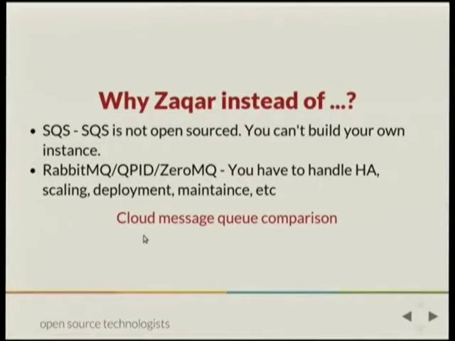So why Zaqar instead of something like SQS? Like I mentioned, SQS is not open source. So that means you can't run your own instance in your system. And why not RabbitMQ or ZeroMQ? Yes, you can run RabbitMQ or ZeroMQ in your system, but that means you have to handle or take care of HA, deployment, scaling, and maintenance. But if you have a messaging service like Zaqar, you just use it.